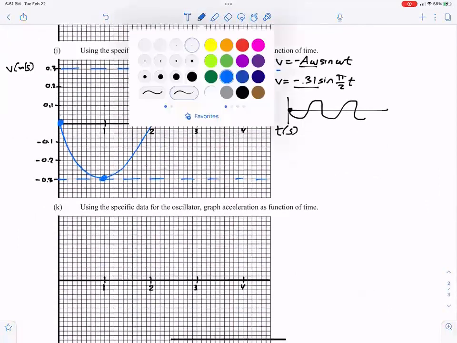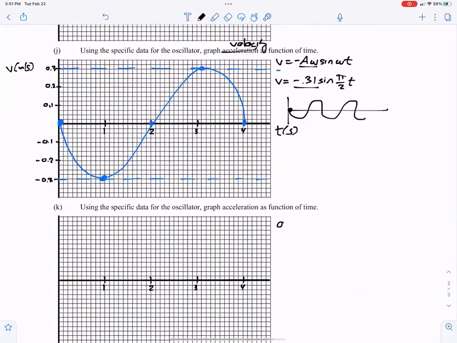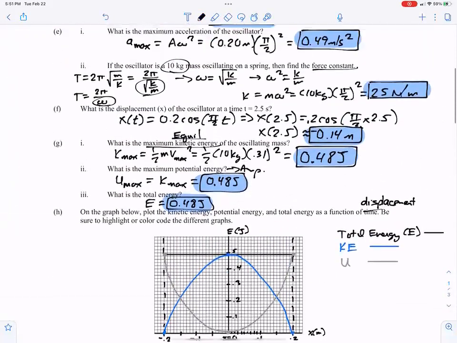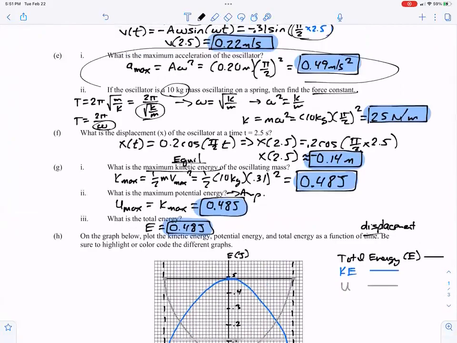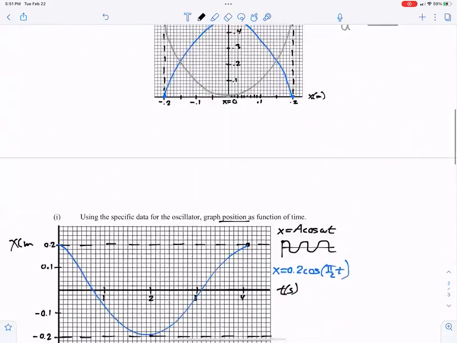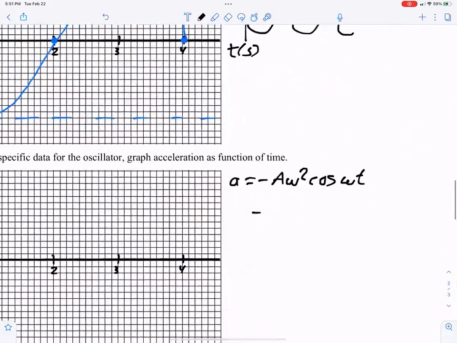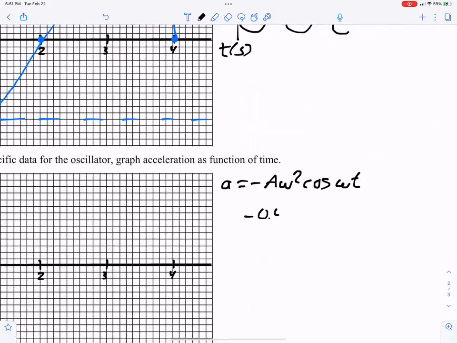Okay, and then finally, my acceleration graph, I would go from a negative sine function to a negative cosine function. So negative a omega squared cosine omega t, where, if you remember back what we calculated our a max, there's our maximum acceleration, 0.49, pretty close to 0.50. And so that would be negative 0.49. That's our a omega squared cosine pi over 2t. That's our function that we're plotting.